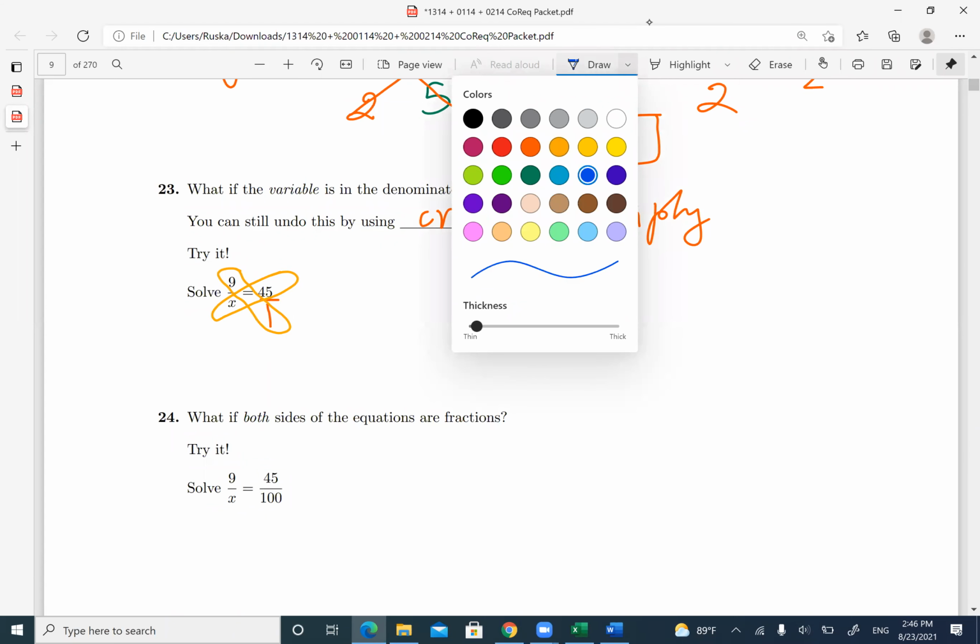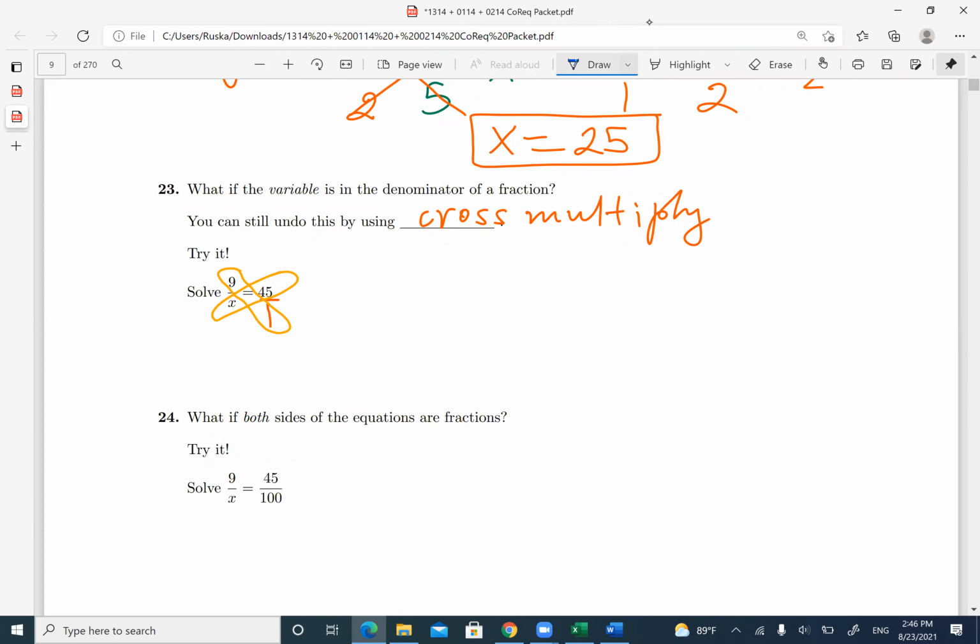This is a very fast method to solve when you have fraction equals fraction, or just fraction equals number. So what you're going to get, x times 45 is 45x equals 9 times 1 is 9. And then from here, in order to get x by itself, we have to divide by what? What is the number you're going to divide by to get x by itself? 45, that's right. You're going to divide by 45 and you're going to get x equals.